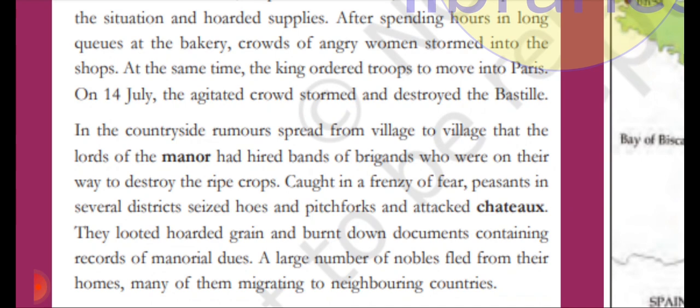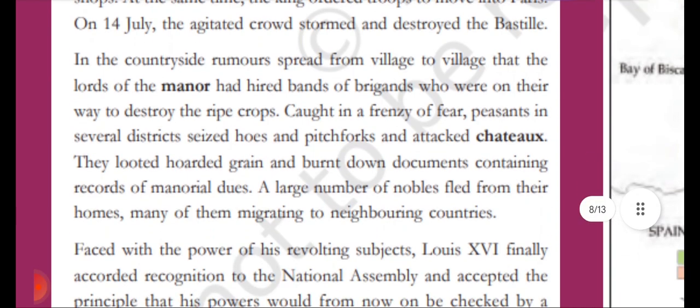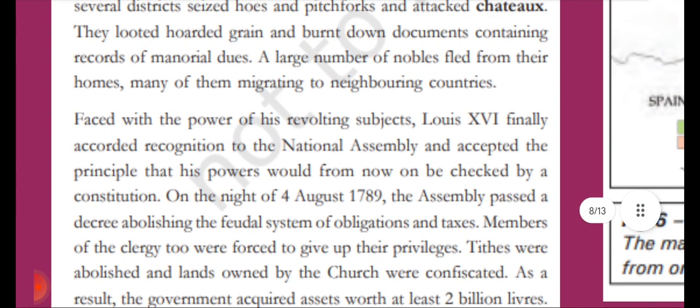After spending hours in long queues at the bakery, crowds of angry women stormed into the shops. At the same time, the king ordered troops to move into Paris. On 14th July, the agitated crowd stormed and destroyed the Bastille. In the countryside, rumors spread from village to village that the lords of the manor had hired bands of brigands who were on their way to destroy the ripe crops. Caught in a frenzy of fear, peasants in several districts seized hoes and pitchforks and attacked chateaux. They looted, hoarded grain, and burned down documents containing records of manorial duties.